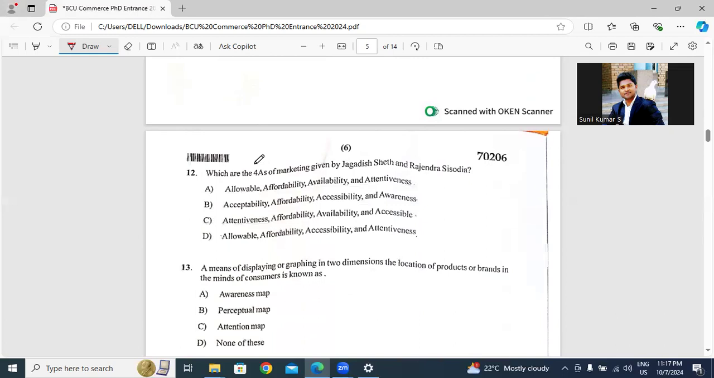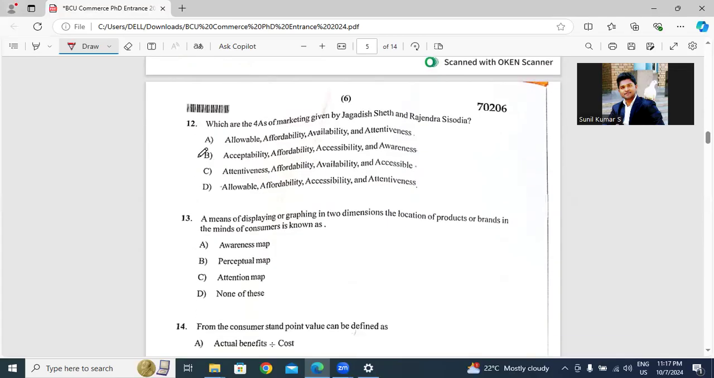Next, 12th one. Which are the 4 A's of marketing given by Jagdish Sheth and Rajendra Sisodia? The right answer is acceptability, affordability, accessibility, and awareness. So this is the right answer for this. Actually, this is a very nice question, but we can get confused among the choices. But if you know exactly, we can select this one. We cannot guess actually.